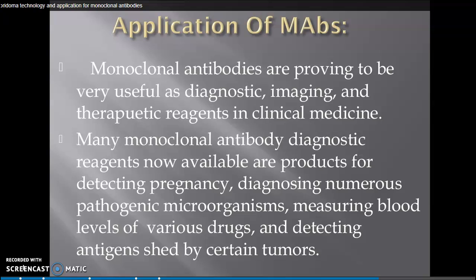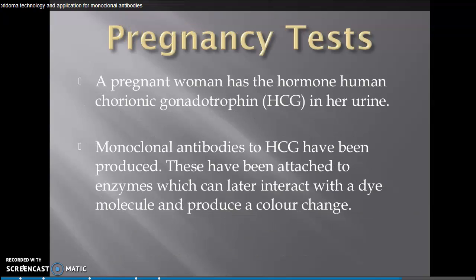What it means is that commercially we have so many detecting kits, like the pregnancy kit, and kits for detecting some pathogenic microorganisms. We can even detect the level of some drugs, or even sugar detection can be done using MABs. Even the presence of a tumor can be detected using monoclonal antibodies.